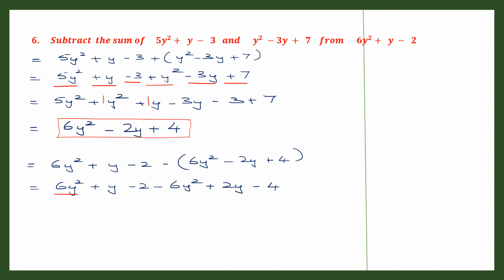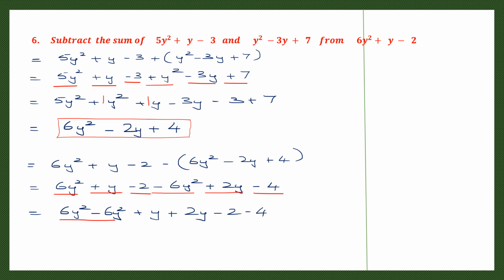Now let's get the like terms together. Here we have 6y square, we have minus 6y square. Let's write that. 6y square minus 6y square. Then let's look at the y's, plus y and plus 2y. So here we have plus y plus 2y. Then the numbers minus 2 minus 4. So let's write that minus 2 and minus 4. Let's work on the like terms.